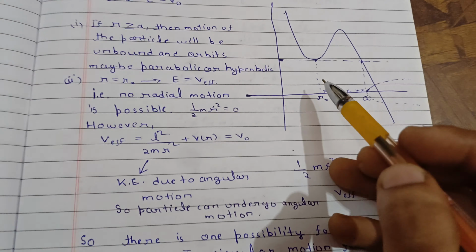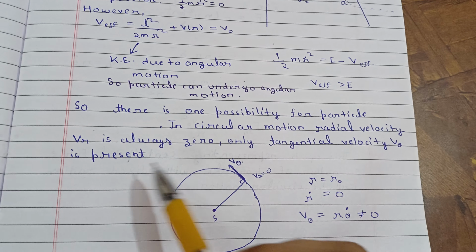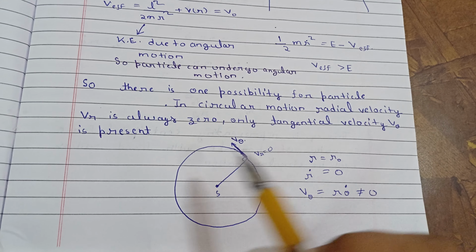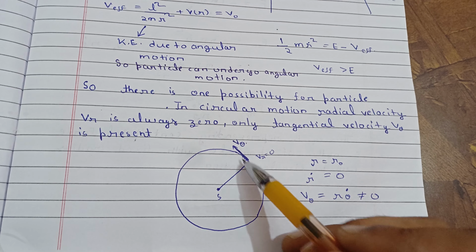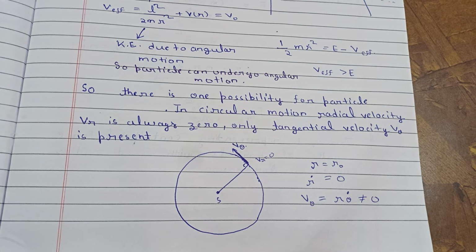So the particle can go under angular motion. So there is one possibility for the particle. In circular motion, radial velocity Vr is always 0, only tangential velocity is present, and that tangential is v theta. So you can see that at r equal to r naught, it will remain the same, so r dot will be 0, so that's why Vr is 0 and v theta is r theta dot. So v theta, you know, v is equal to r omega, and omega is theta dot. Okay, so now let's see some other things.